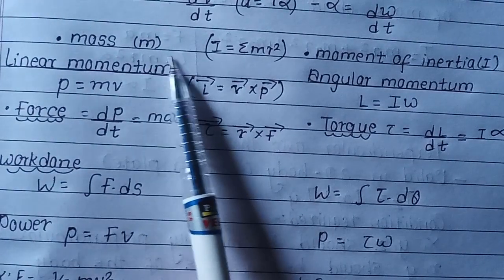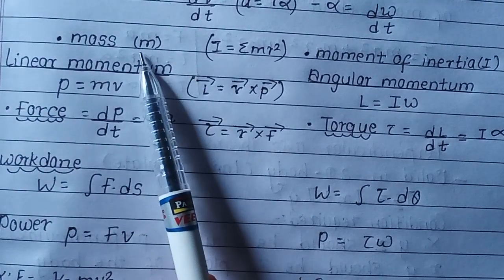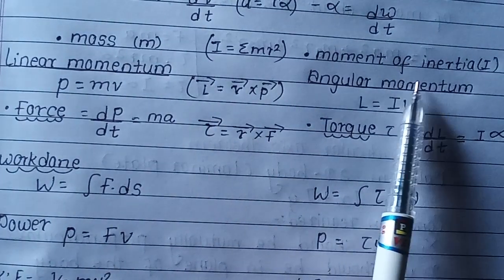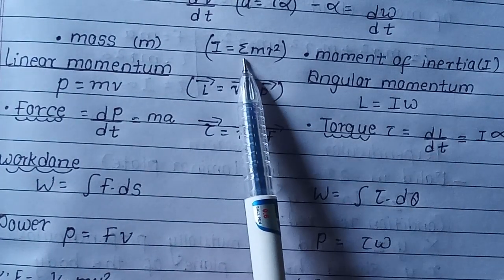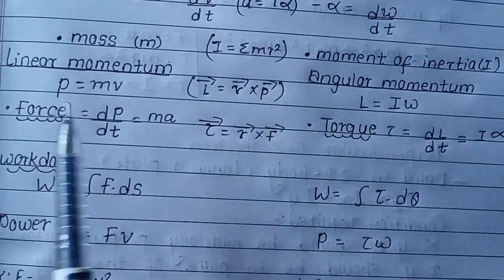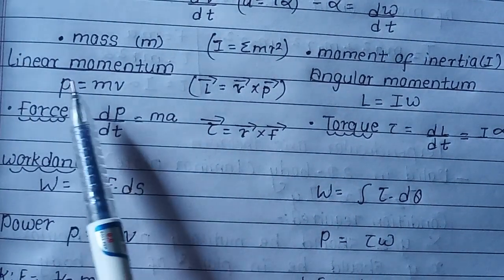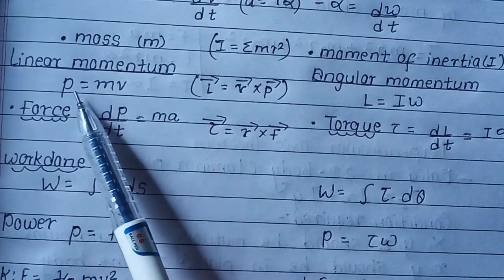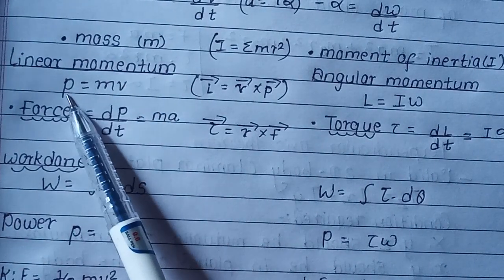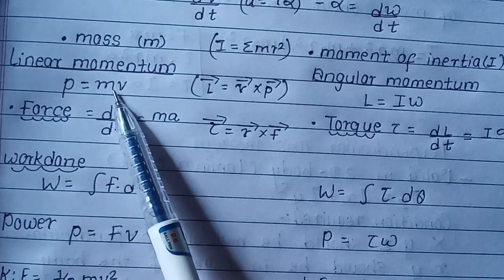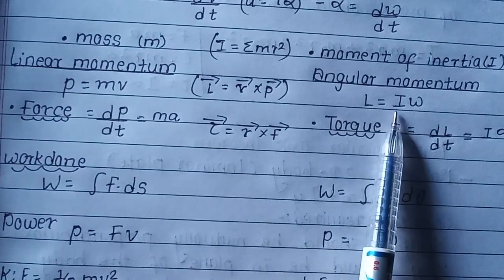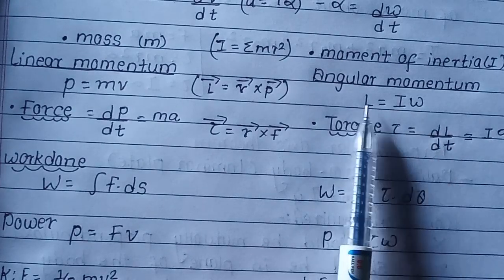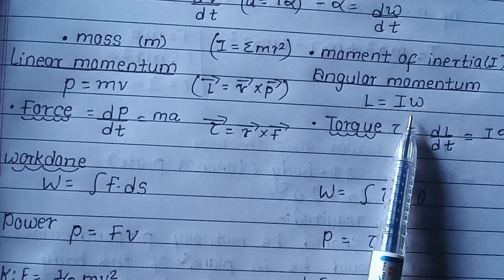And for the mass, the analogy of mass m in translational motion is here the moment of inertia. The relation is I equals summation m r square. Linear momentum is represented by p equals mv, mass into velocity, and here I replaces the mass and omega is the velocity. The angular momentum L equals I omega.